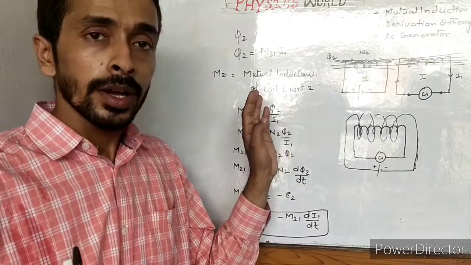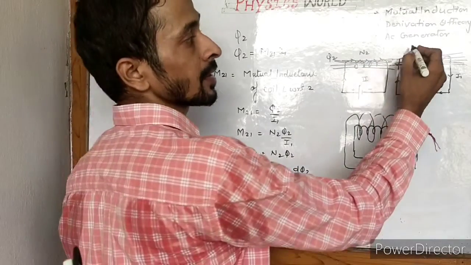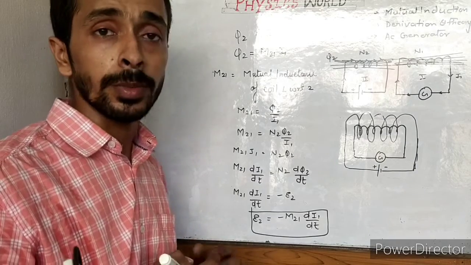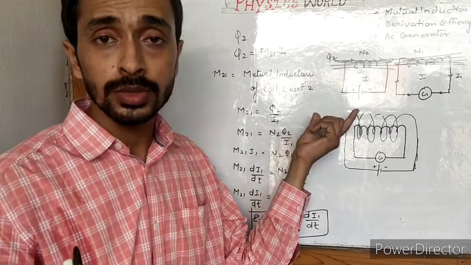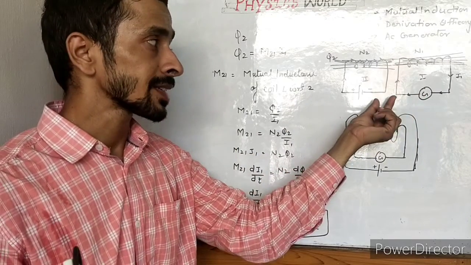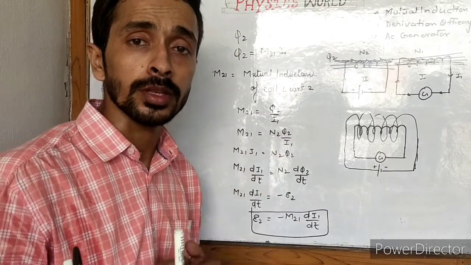Let us suppose two coils with the turns N2 and N1 are given here. The N2 coil consists of the battery source. N2 coil हमारा battery source से connected है in series, and it is situated aside with the coil N1, and the coil N1 is connected with the galvanometer.